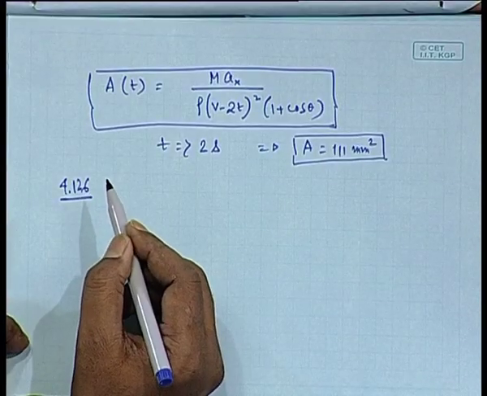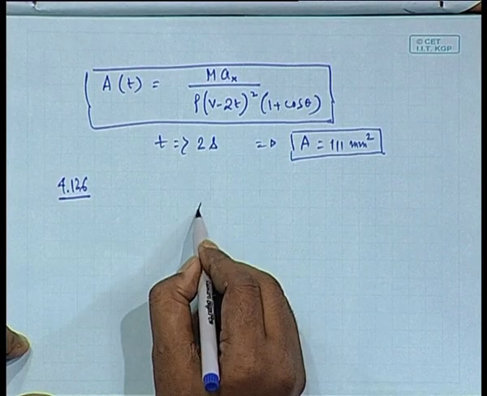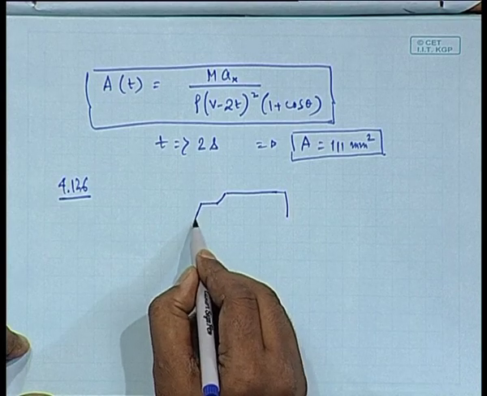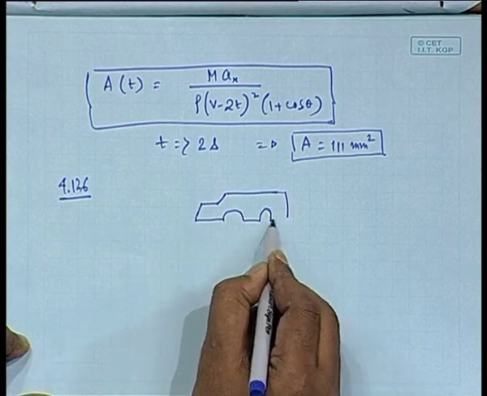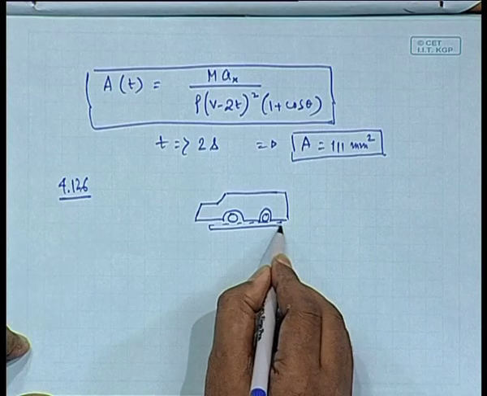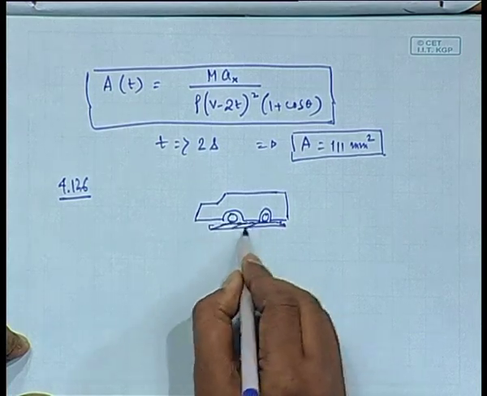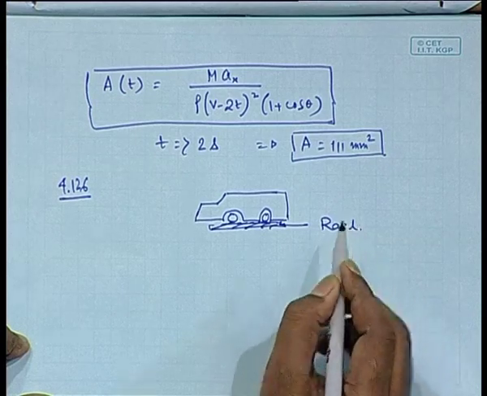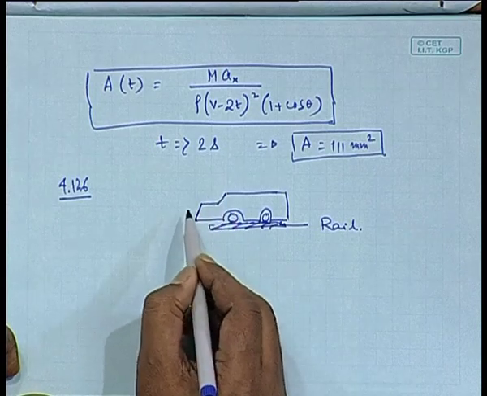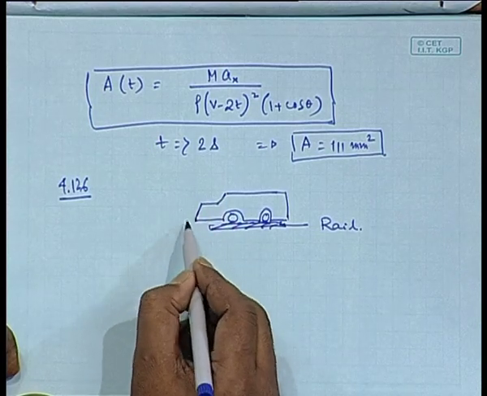Then the next problem is very interesting, that is problem number 126. There is a rocket sled, it is basically a cart moving at high speed over a rail, this is the rail, and at the front it has a vane sort of, it is called a scoop. So, it is basically a vane.